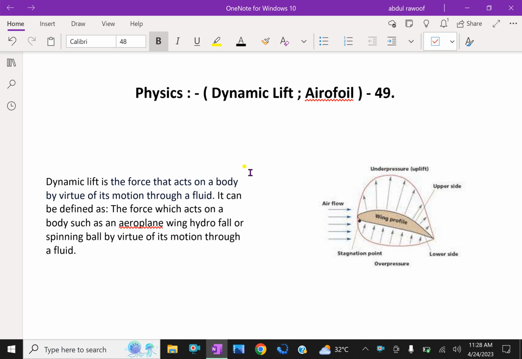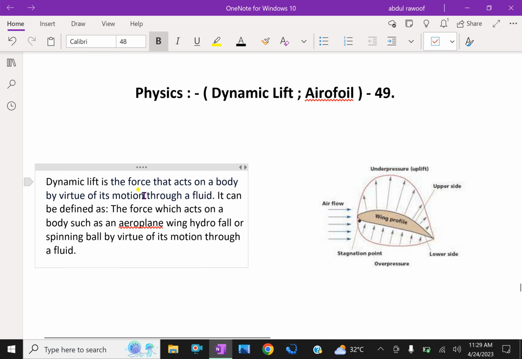In many games such as cricket, tennis, baseball, or golf, we notice that a spinning ball deviates from the parabolic trajectory as it moves through air. This deviation can be partly explained on the basis of Bernoulli's principle.